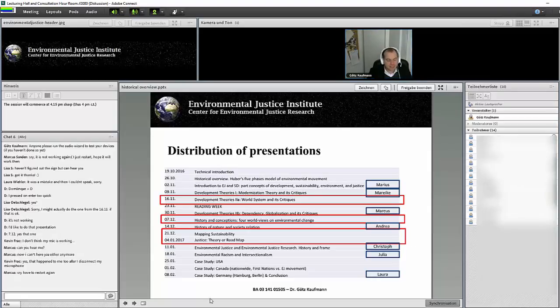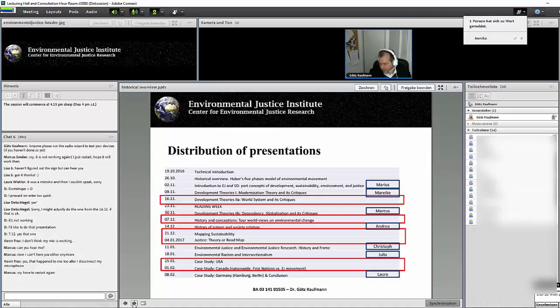Okay, then let's continue with the presentations, because there are two presentations left now, as we have Serkan for taking the mapping sustainability issue, and Lisa S for taking the justice question.